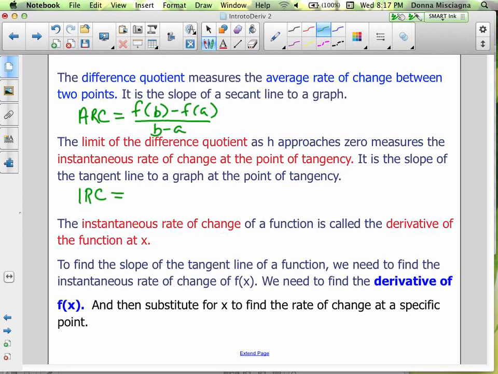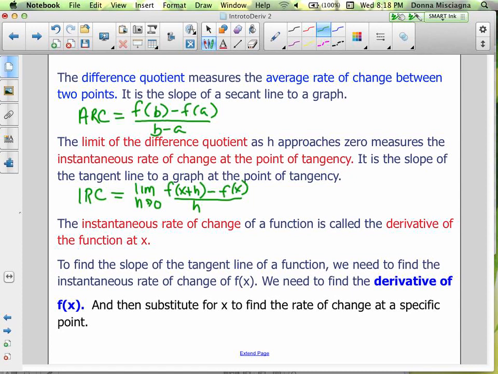It's the slope of the tangent line to a graph at the point of tangency. So instantaneous rate of change is the limit as h approaches 0 of f of x plus h minus f of x, all divided by h. So the difference in the x coordinates is approaching 0, and so we take the limit of that. As we get closer and closer, so there's no difference at all, so we're right at a point, that limit there is giving us the instantaneous rate of change.